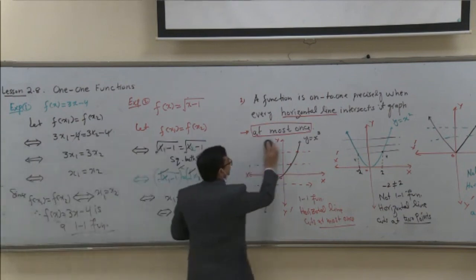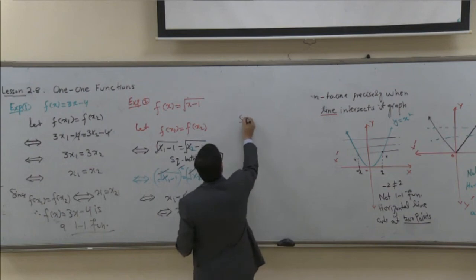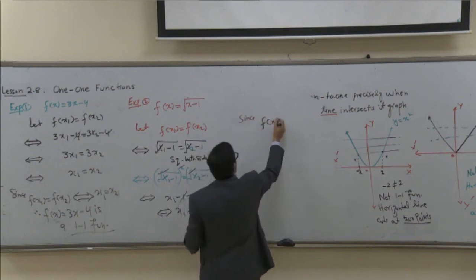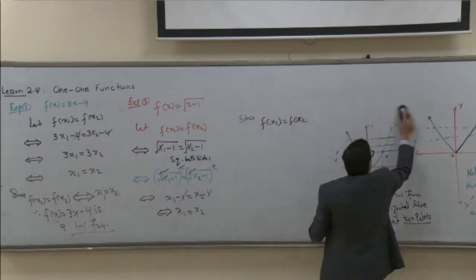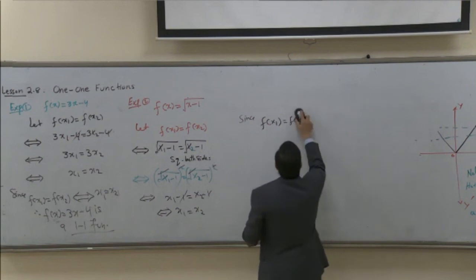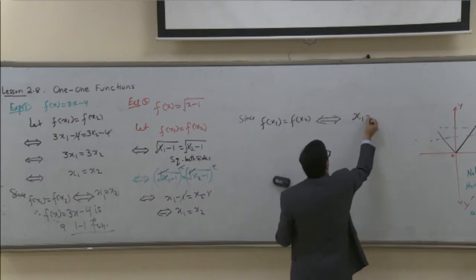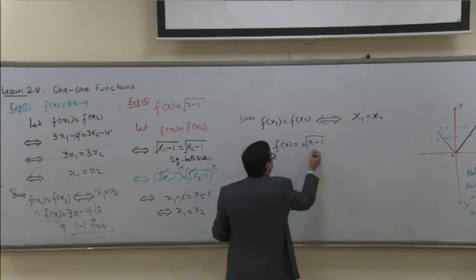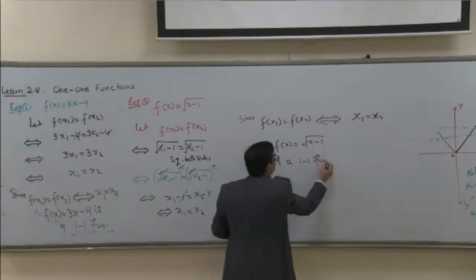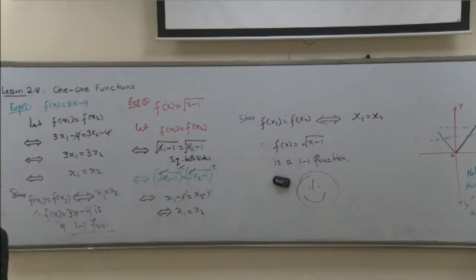I write again. Since f(x1) equals f(x2) if and only if x1 is equal to x2, therefore f(x) equals radical x minus 1 is a 1-1 function. Happy? Yeah. This is how to check whether a function is 1-1 or not. That one is over.